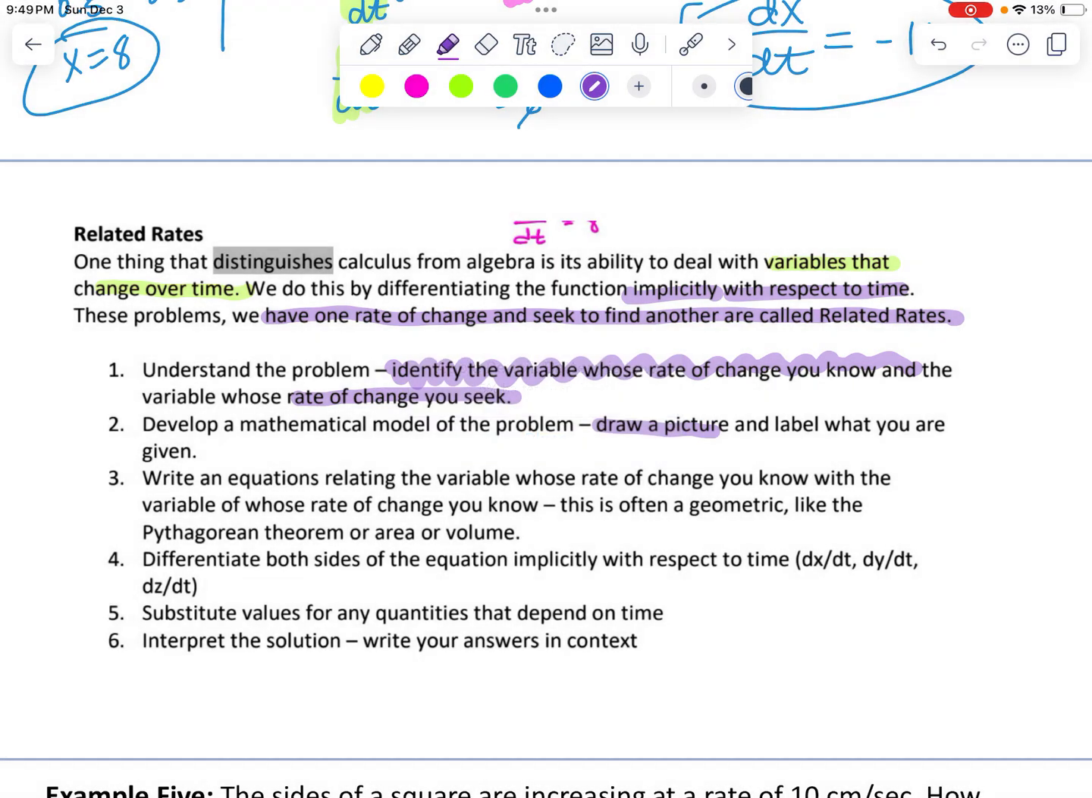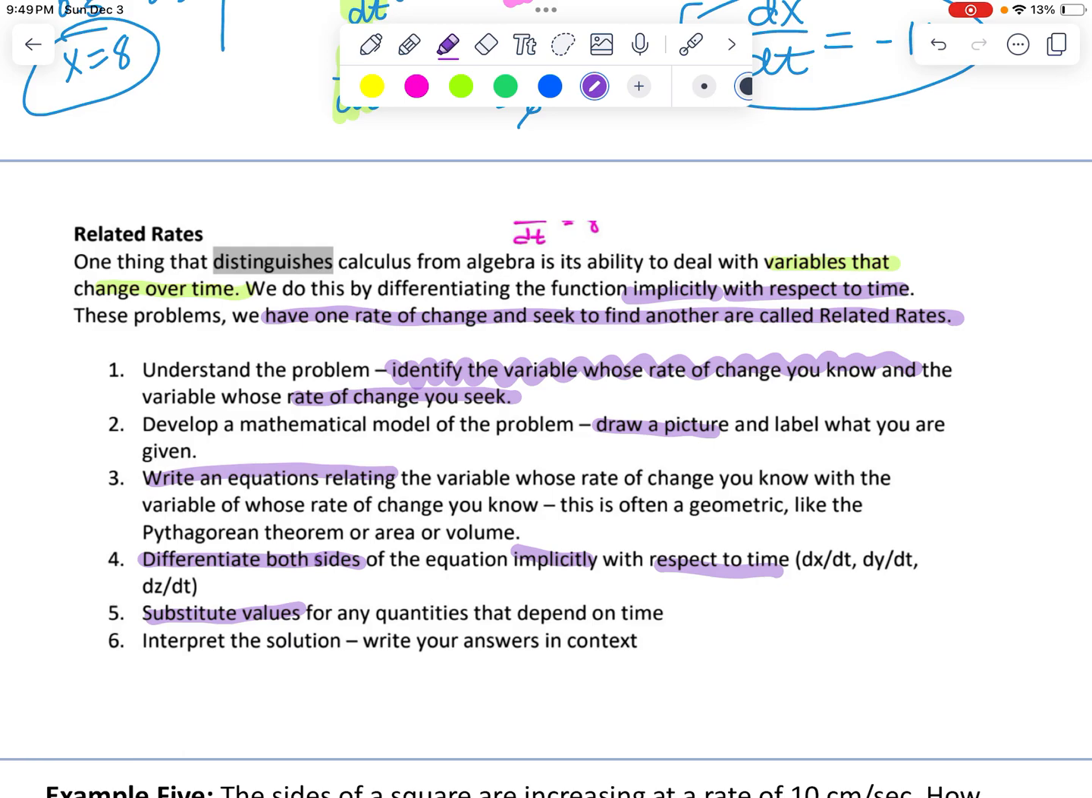Write an equation relating the variables whose rate of change you would like to know. This can often be geometric, like the Pythagorean theorem, or area or volume. Differentiate both sides of the equation implicitly, and we'll do that with respect to time. So dx/dt, dy/dt, dz/dt. Substitute values for any quantities that depend on time, and then interpret the solution.